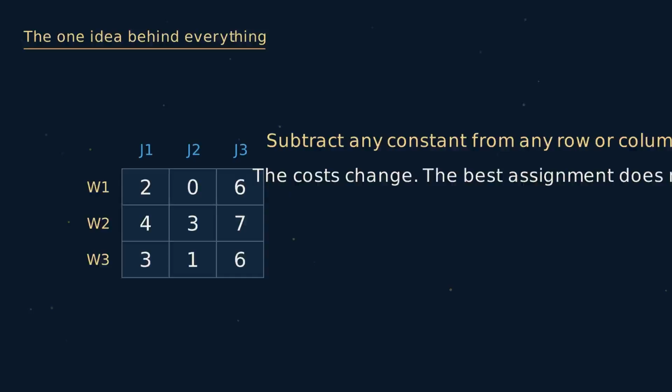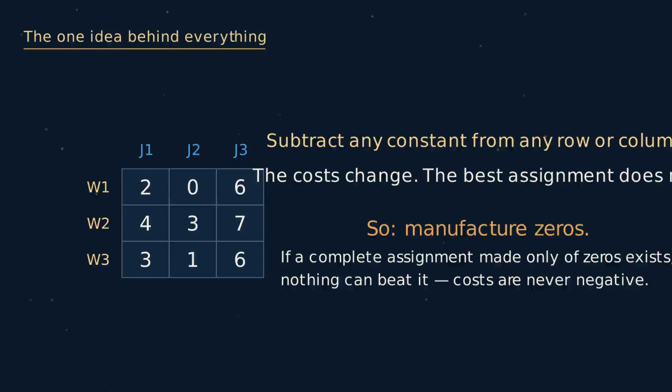And the same argument works for a column. This is the license we needed. Shift rows and columns however we like, and the identity of the winner is untouched. Which suggests a strategy. Use those free shifts to push zeros into the table. Because if you can build a complete assignment out of zeros, its cost is 0, and no cost can ever go below 0. That assignment is unbeatable.